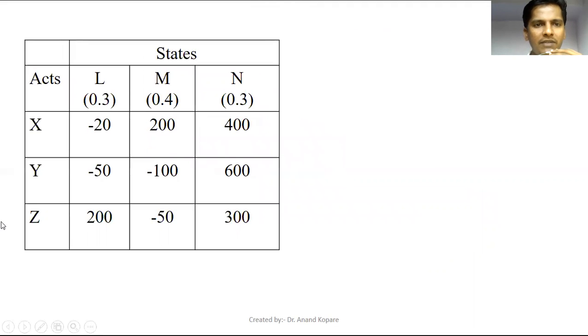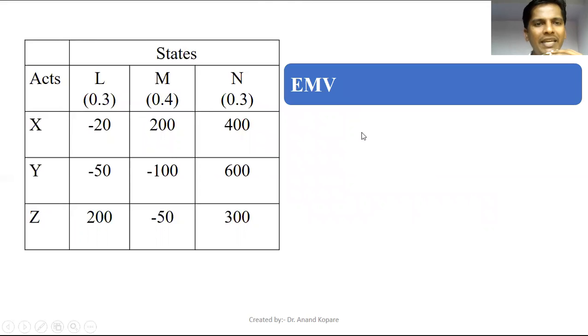In the solution part, we have only written the respective probabilities, which were given in the problem: 0.3, 0.4 and 0.3. First we have to find the EMV. How do we find the EMV? Take the payoff of each act and multiply by the respective probability, and likewise you can find the EMV for each act.